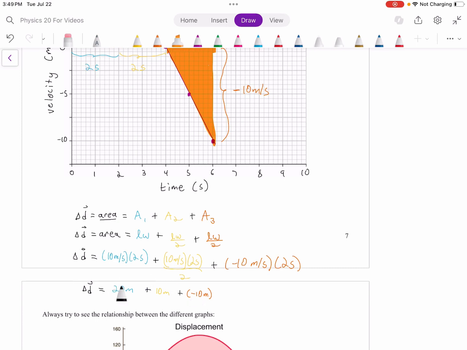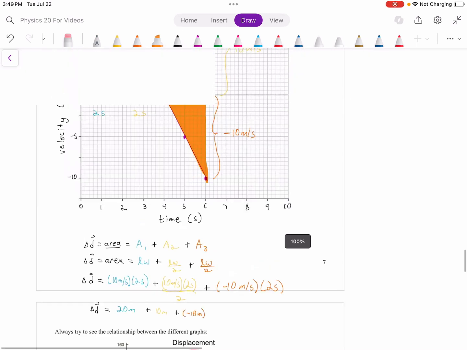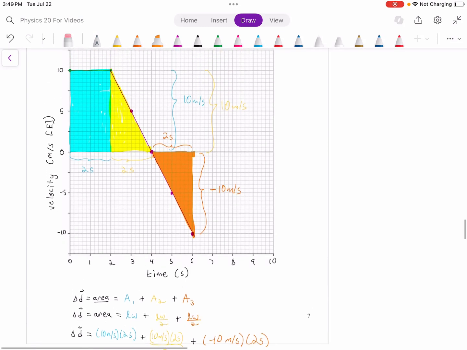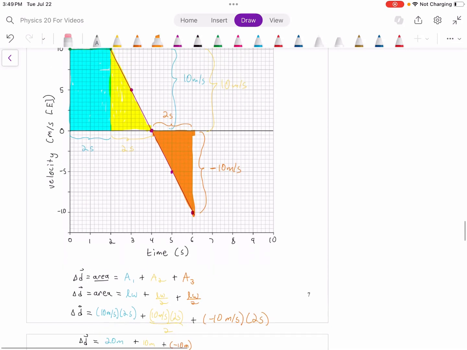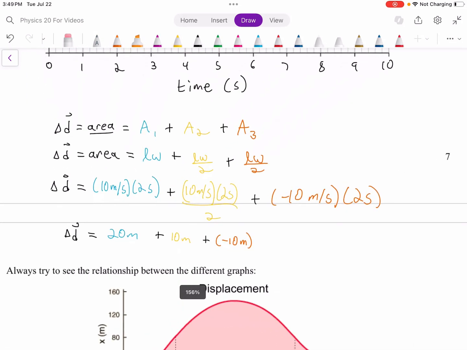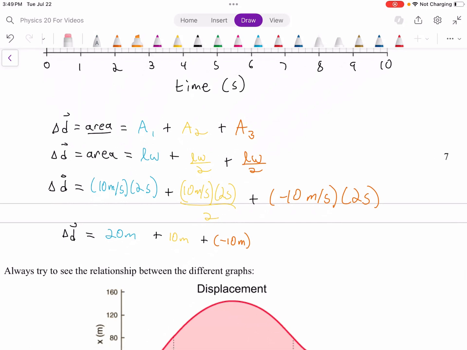So calculating out this total area here, you can see that we get 20 meters for this rectangle, plus 10 meters for this triangle, plus negative 10 meters for this orange triangle, right? And again, that's just saying he traveled 20 meters there, then another 10 meters while he was still moving east but getting slower. And then he actually came back 10 meters towards the west, giving us a total displacement of 20 meters, okay?